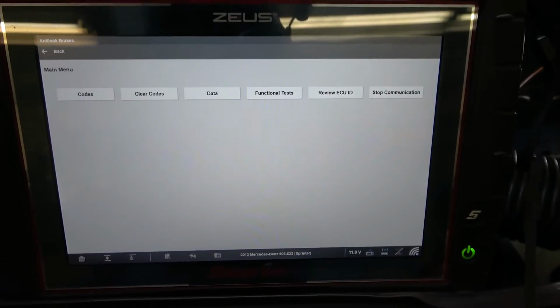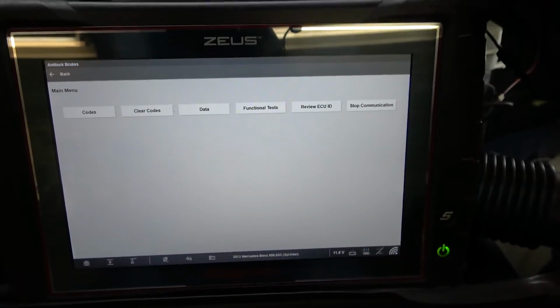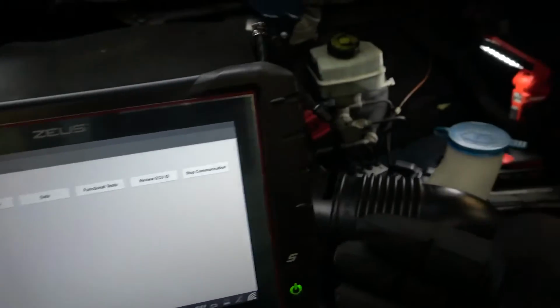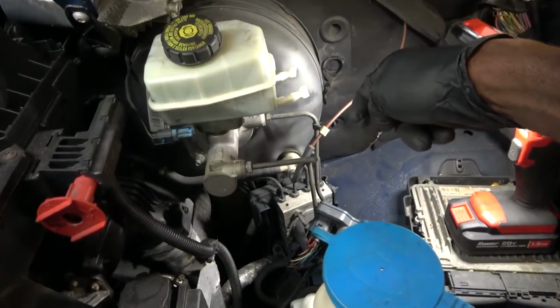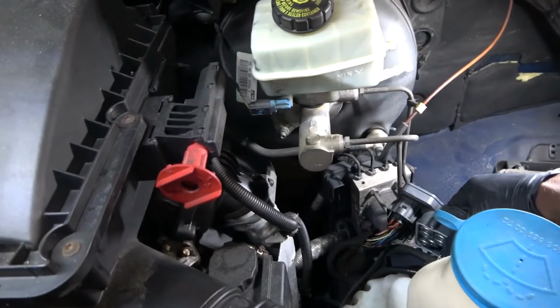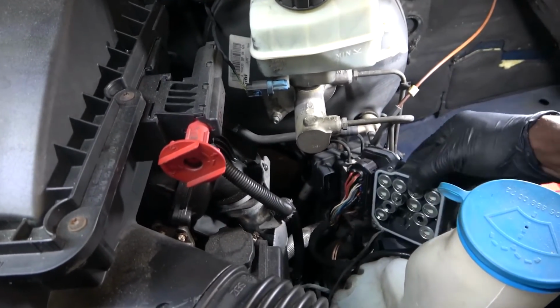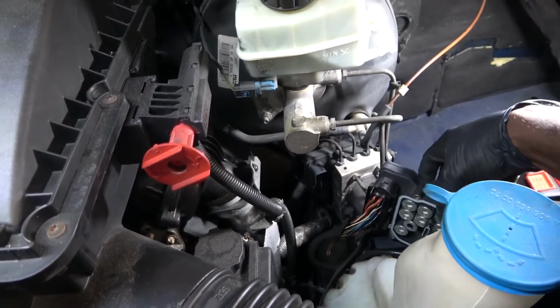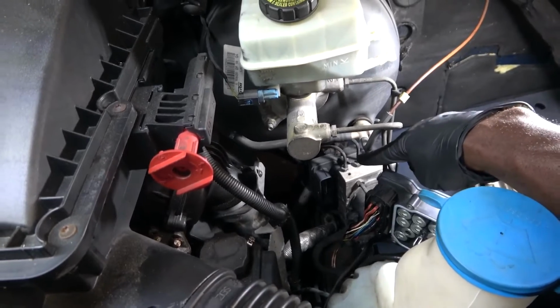Oh, bingo, right there. We can talk to this ABS control unit. So we cannot talk to the ABS control unit that's on the vehicle, that's connected to the lines, but we can talk to this one, okay? So we have a bad ABS control unit.